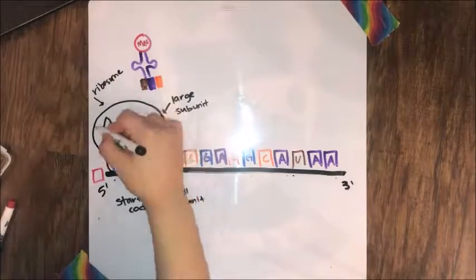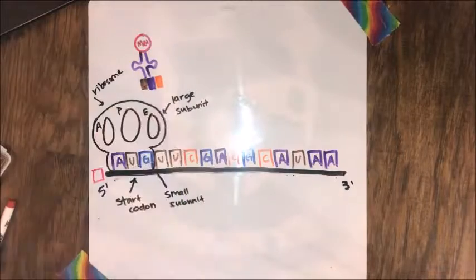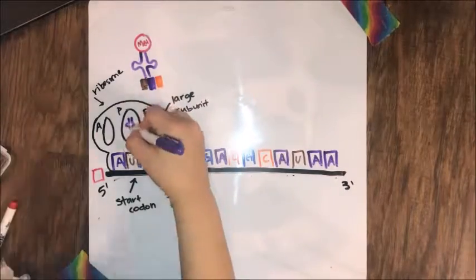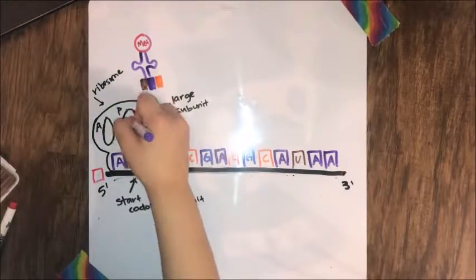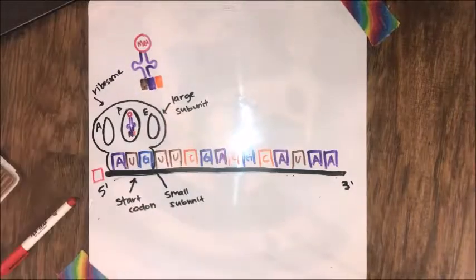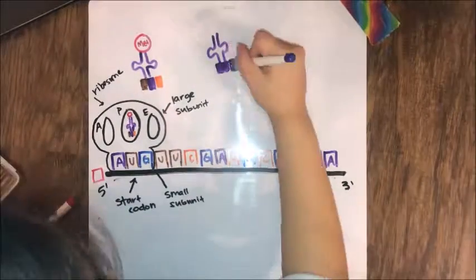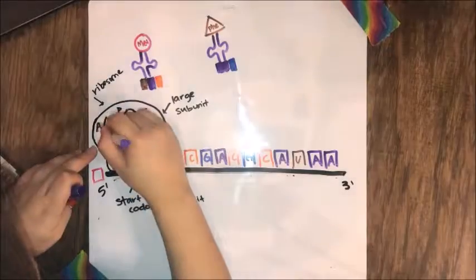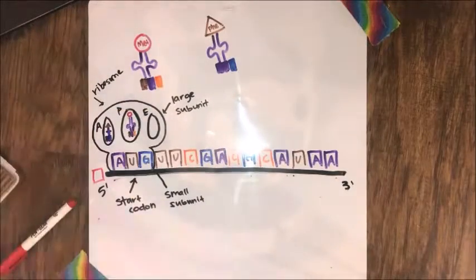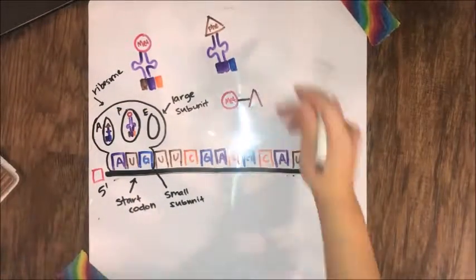The mRNA will then be read 3 nucleotides at a time, referred to as a codon. They move along the RNA in the 5' to 3' direction until the start codon AUG is reached. The large subunit of the ribosome will attach, and the mRNA is now in the P site of the ribosome.